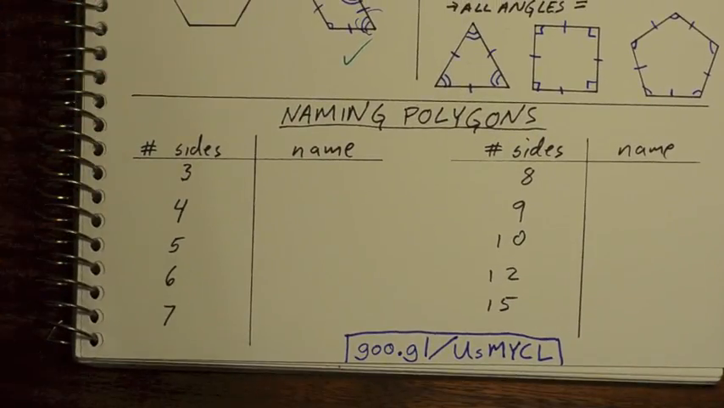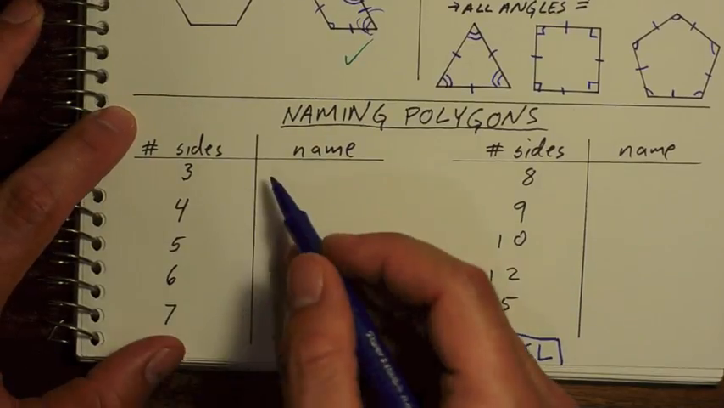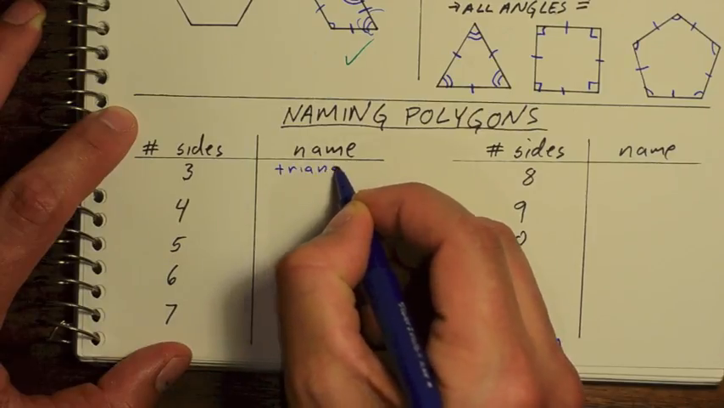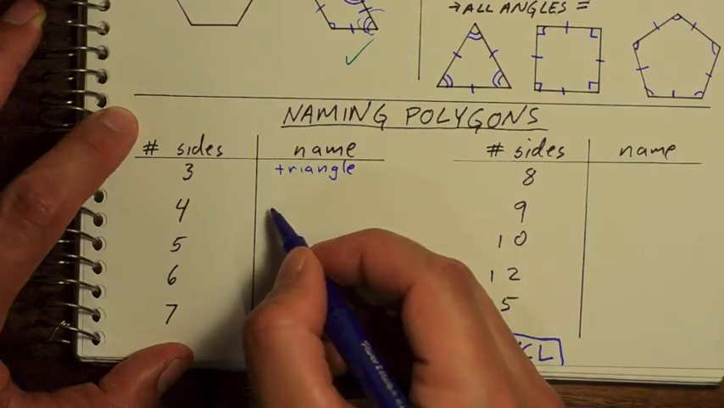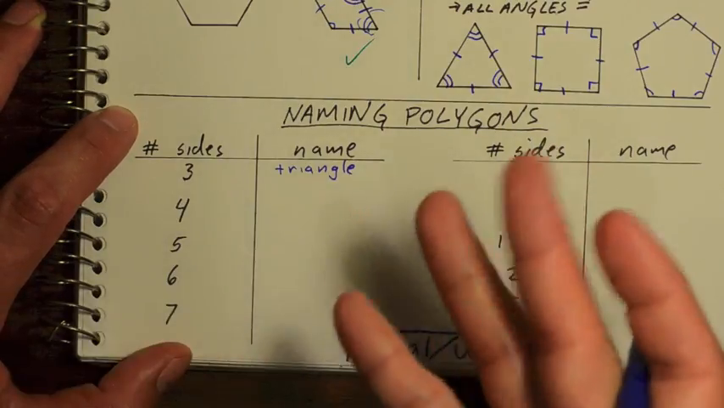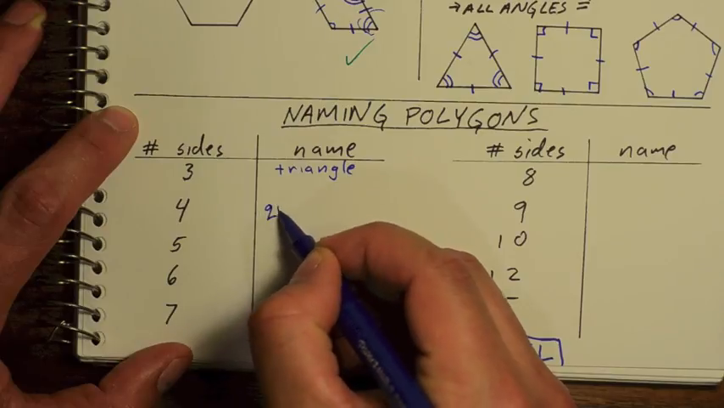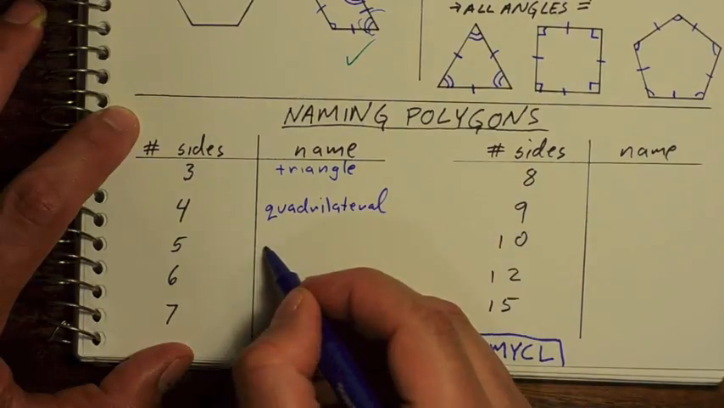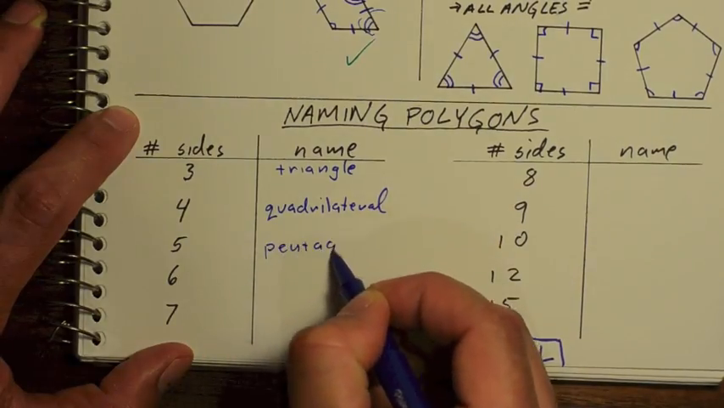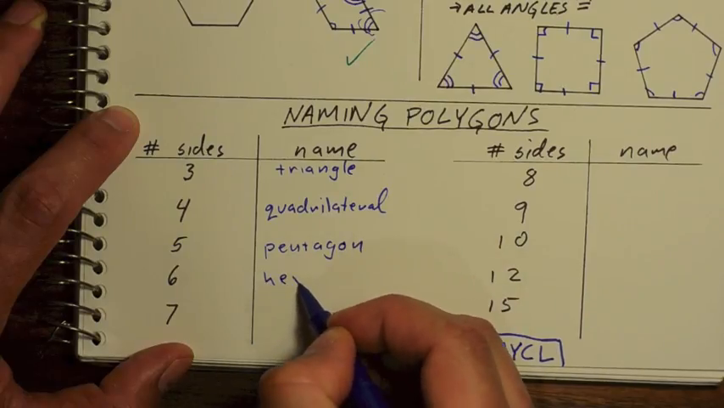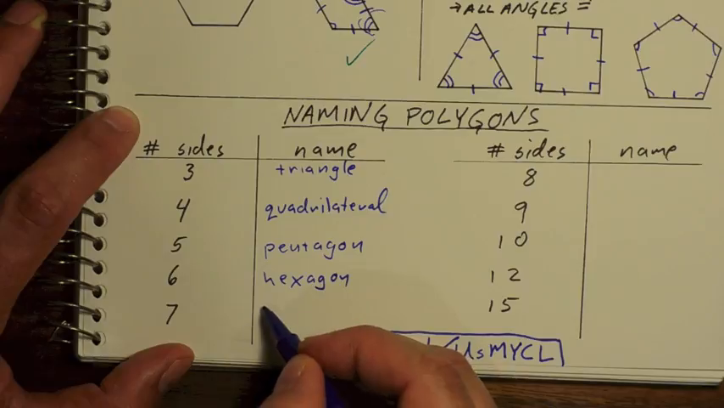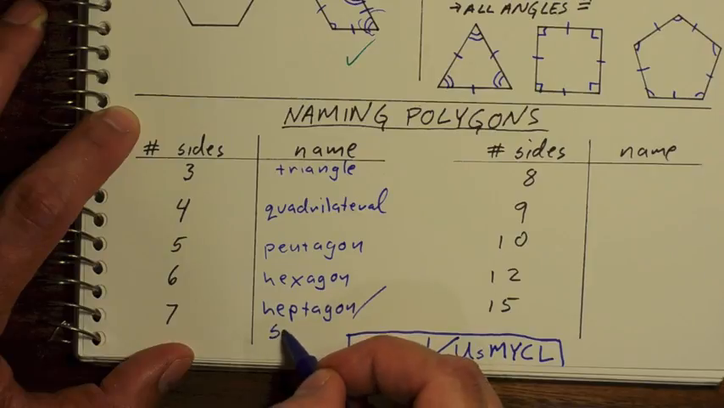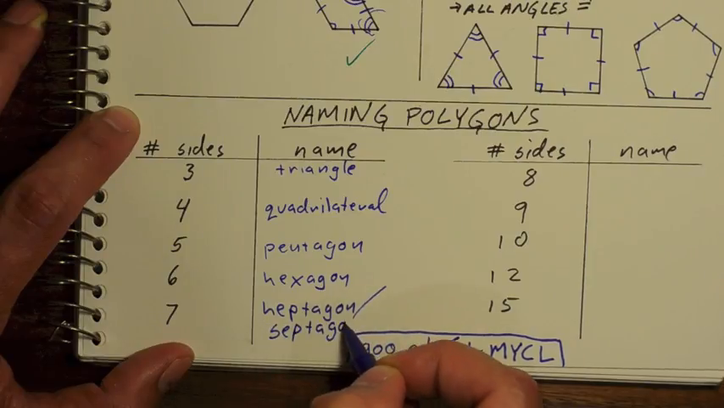And then finally we come to the naming of polygons. If we have any three-sided polygon, the typical name, of course, is triangle. Any four-sided shape, you might call it a square or a rectangle, but those are special polygons. We'd call those just quadrilaterals. And then we have pentagons, hexagons, heptagons, also called septagons.